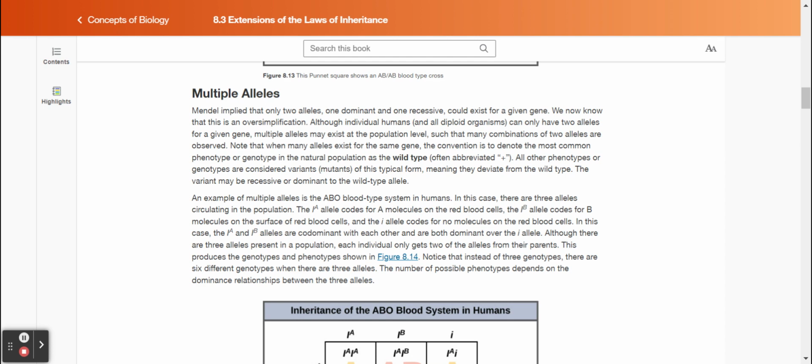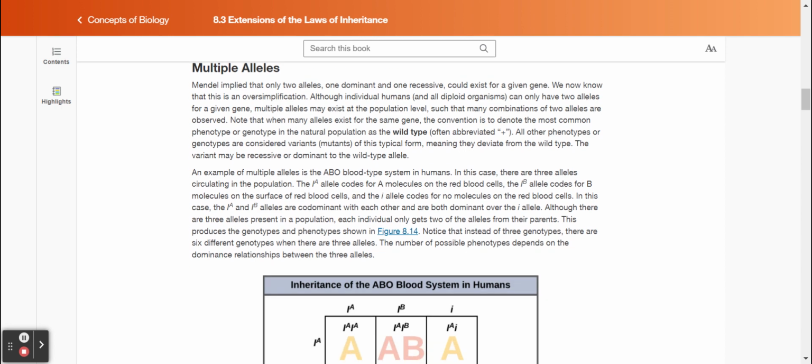Note that when many alleles exist for the same gene, the convention is to denote the most common phenotype or genotype in the natural population as the wild type, often abbreviated with a plus symbol. All other phenotypes or genotypes are considered variants or mutants of this typical form, meaning they deviate from the wild type. The variant may be recessive or dominant to the wild type allele.